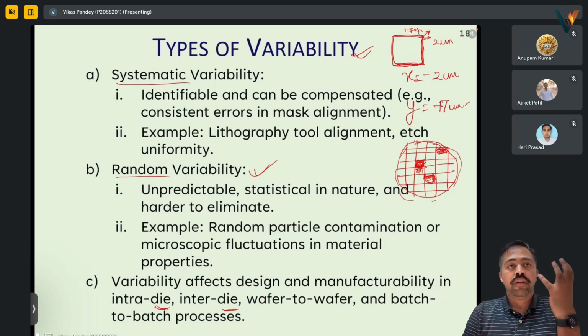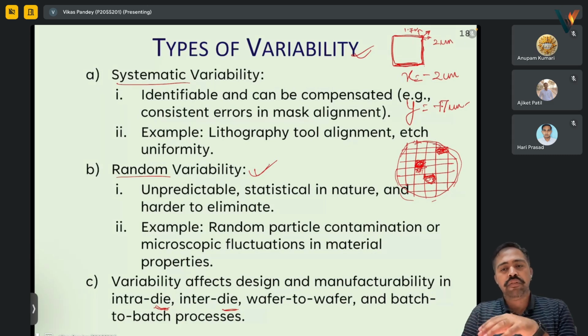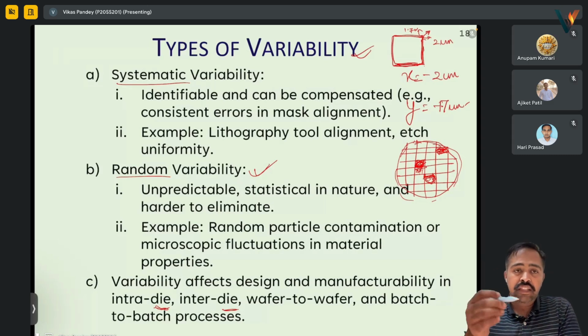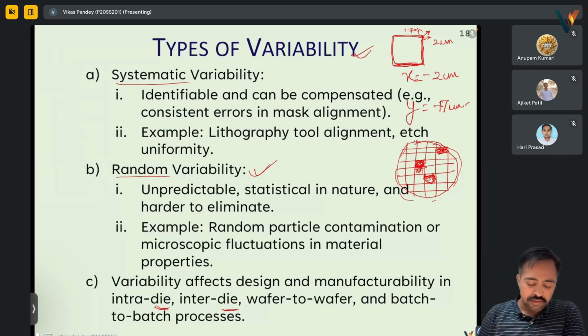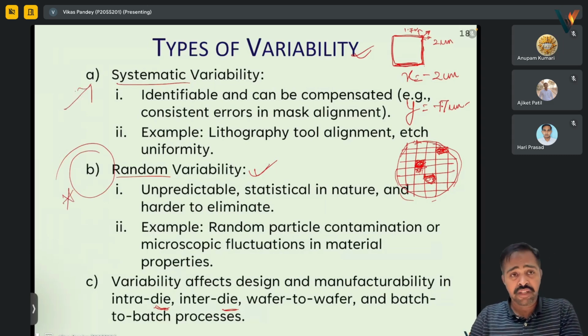Okay. Second is wafer to wafer. So we made one set of devices on a wafer, then on another wafer we made the same set of devices using the same process, same optimization, everything. But still there is variation, because either there is a systematic variability or a random variability. And random variability is more dangerous because for systematic variability, we can identify, compensate, and correct it.